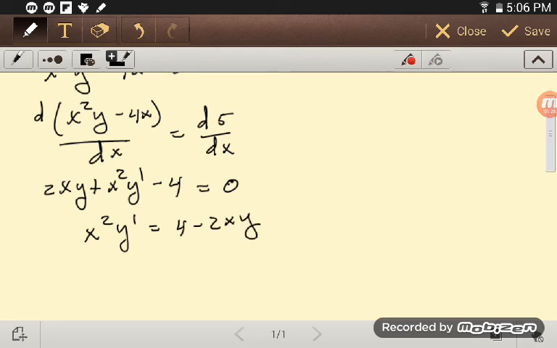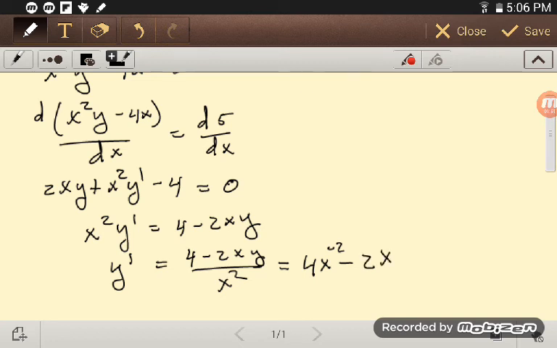Dividing by x squared, I get that y prime is 4 minus 2xy over x squared. Now, actually, since I have to take a second derivative, I think I would prefer to write this as 4x to the negative 2 minus 2x to the negative 1 times y, because those power rules are going to be a lot easier than messing with a quotient rule.